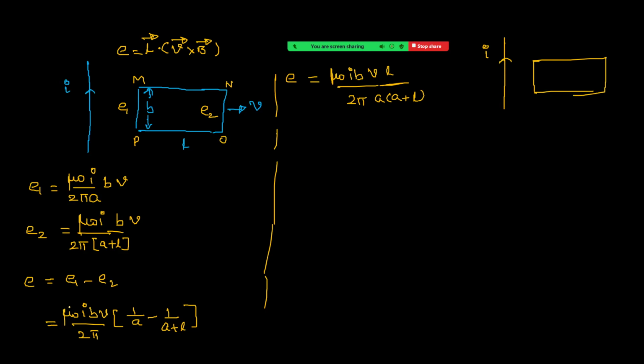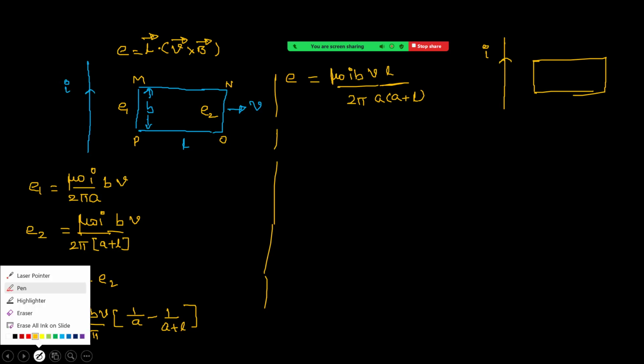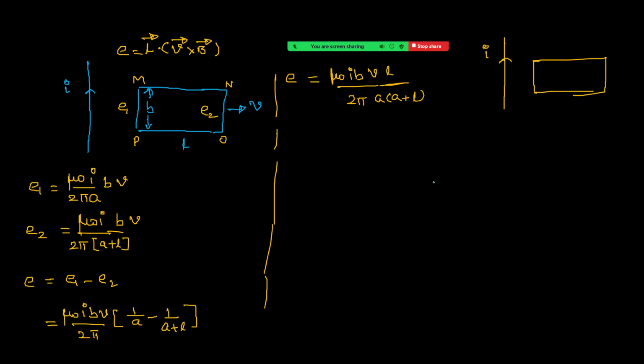So here I am taking a strip at some distance. Let us take the notations given. This is given as a. Let us take a strip at distance x, with width dx. So our goal is to calculate the flux through that entire loop. So I have taken one rectangle here.